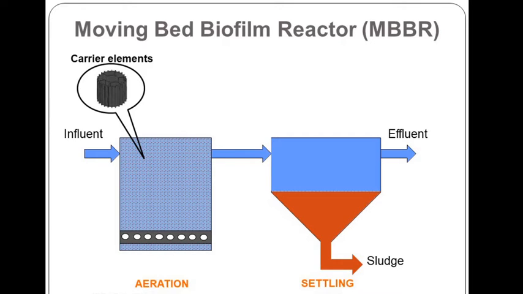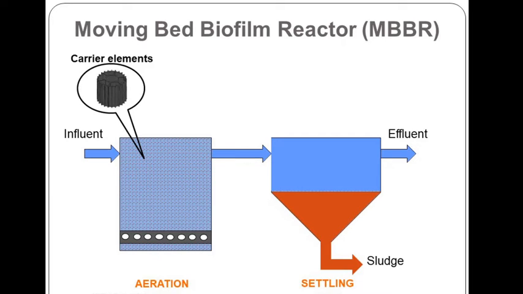Plastic elements are used for the growth of bacteria, and the bacteria which survive and grow over those elements, that is called carrier elements. The working is the same as the activated sludge process, but in the moving bed biofilm reactor, these carrier elements are used, and plastic is mostly used.